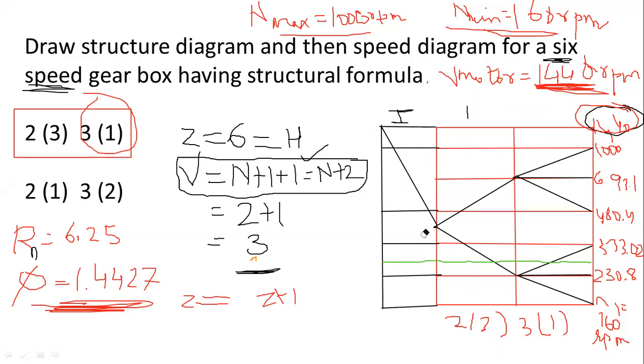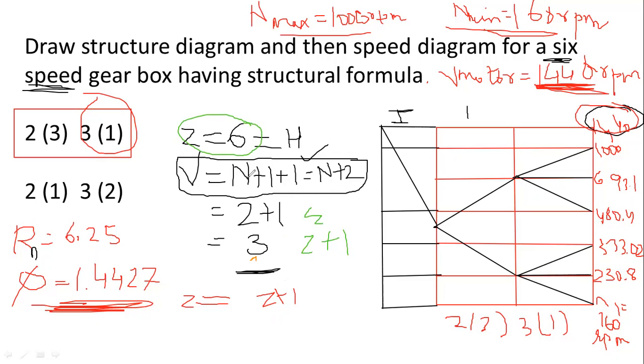So this is your first difference between the structure diagram and speed diagram. The second difference is your number of horizontal lines, right? The number of horizontal lines in the structure diagram will be equal to the number of speed steps, that is Z. But in the speed diagram, it could be either equal to Z or Z plus 1. It could be one more extra.